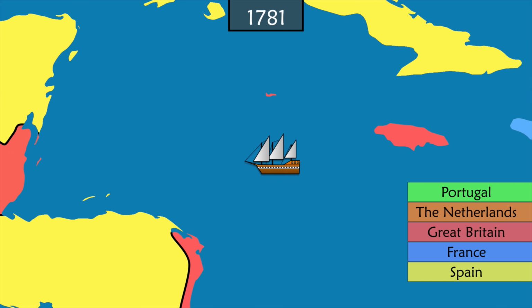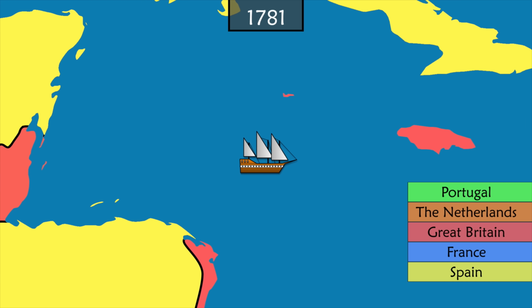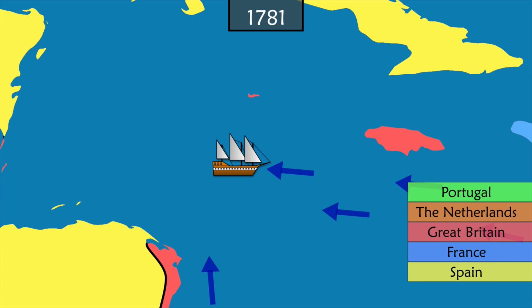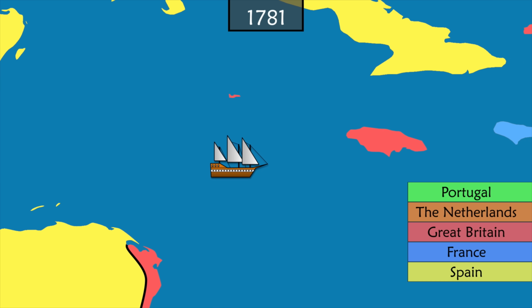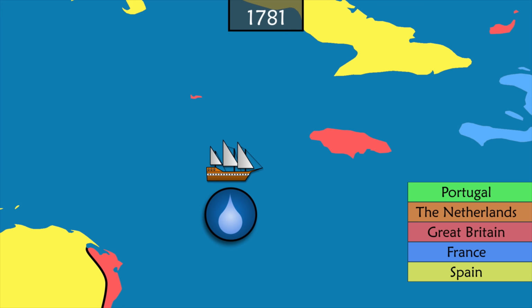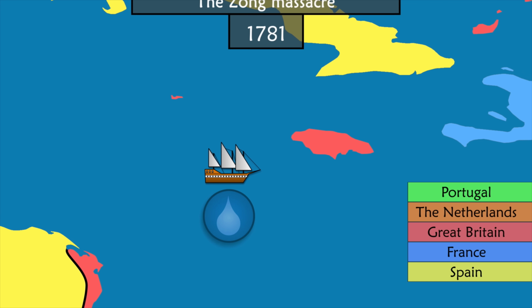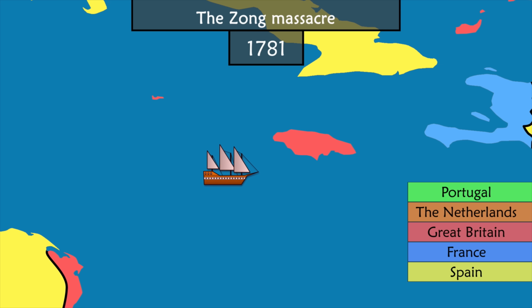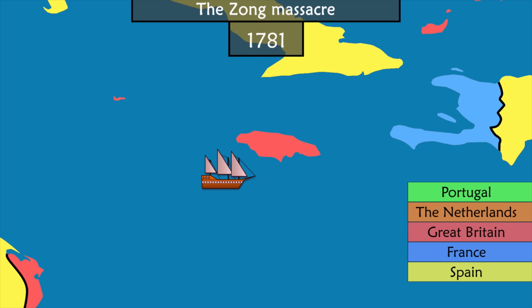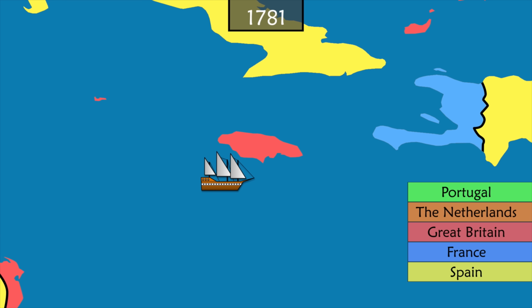500 kilometers further on, the captain understands his mistake, but it's too late, as it would take more than 10 days to sail back, and the ship, which has not made any stopover to restock and renew its stores, no longer has enough drinking water to last that long. The crew decides then to throw 132 slaves, including women and children, overboard. Only 208 slaves arrive in Jamaica.